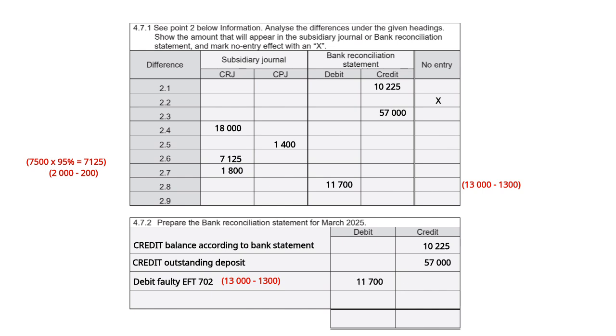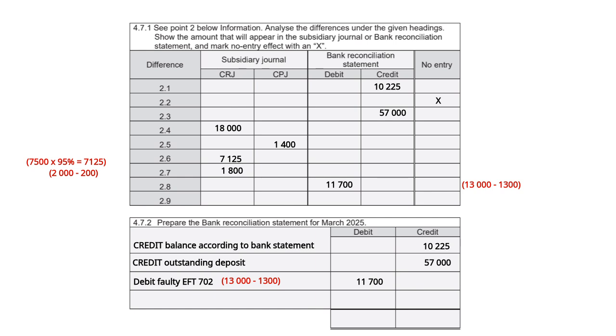I'm just recording entry 2.8 into the correct statement, which should have been our bank reconciliation statement, so that we can rectify the error. So as I read the adjustment, I'm also putting it in the correct format of where it should have gone.